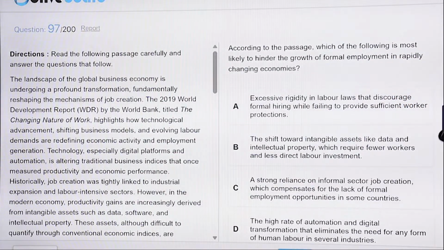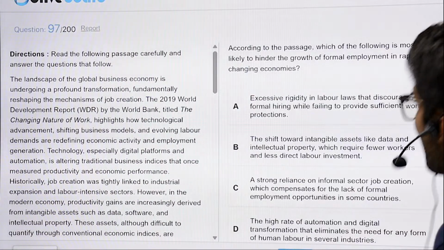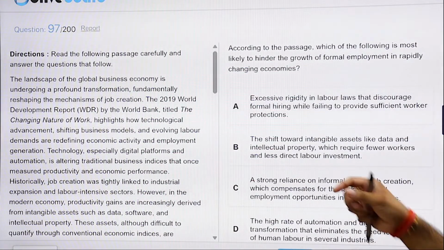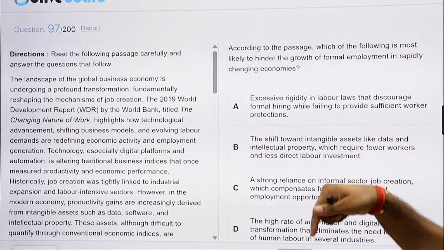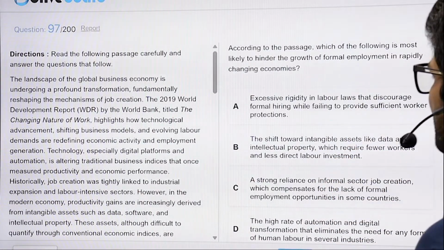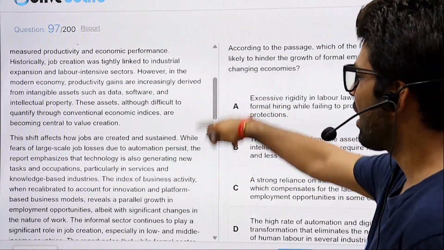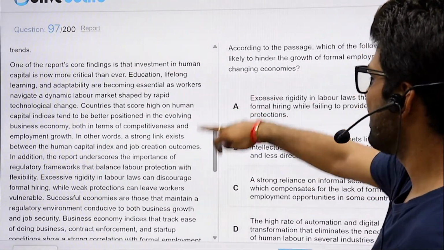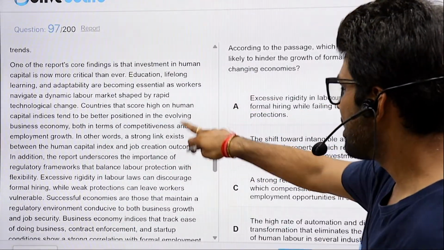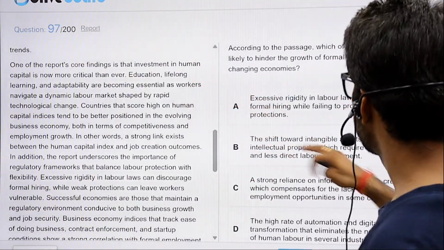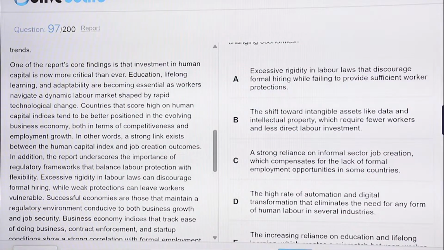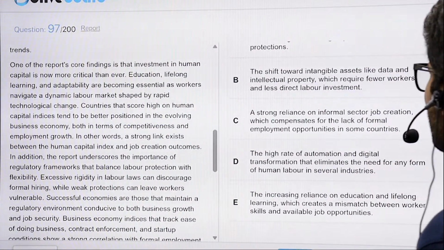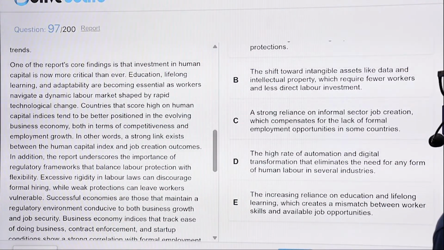Quite tricky. According to the passage, which of the following is likely to hinder the growth of formal employment in rapidly changing economies? It will be so difficult to track now. If the options are easy, we can. If they are difficult, in the rapidly changing economies, I don't know. Excessive rigidity in labor laws that discourage formal hiring while failing to provide sufficient worker protections. Shift toward intangible assets like data, which require fewer workers and less direct labor. Oh my God, I'm done.